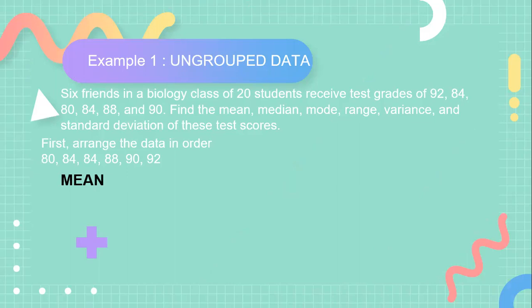First, we have to arrange the data in order. Like what I have said earlier, it is much better if we arrange the data in order from lowest value to highest value. Now we have here 80, 84, 84, 88, 90, and 92. Now let's solve for the mean, class.